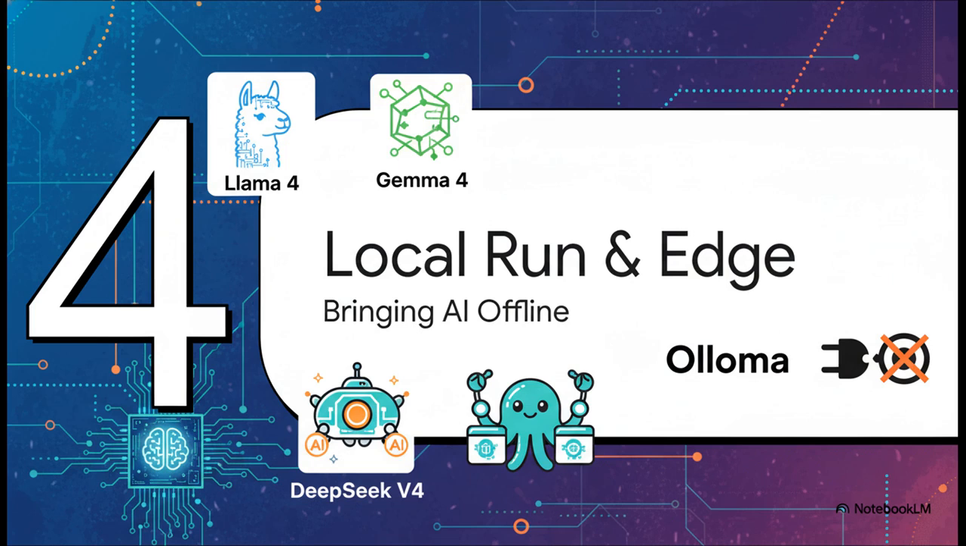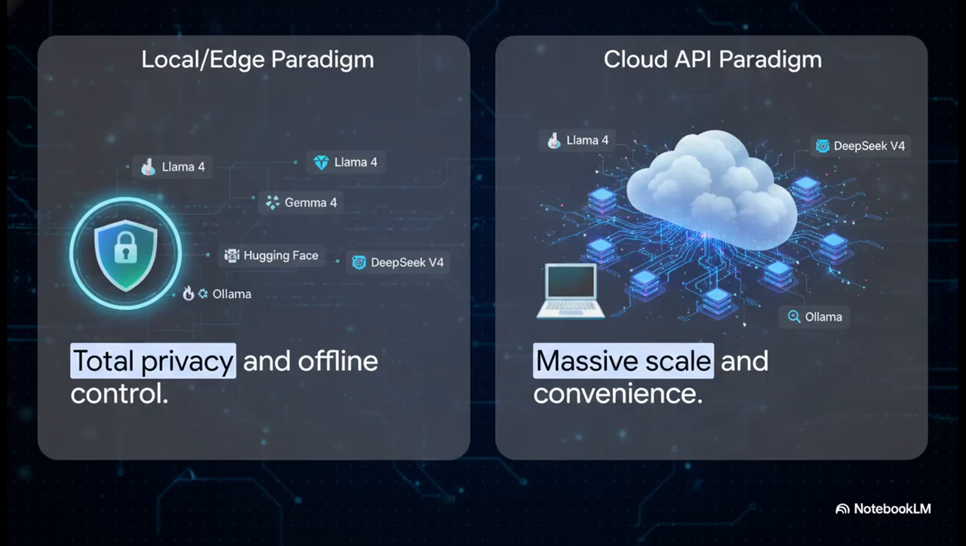Okay, Section 4, Local Run, Llama and Edge. This is all about bringing intelligence offline. So, the crucial point is, once you've safely downloaded these models, where do you actually run them? Increasingly, developers are pulling this intelligence entirely offline to secure their workflows.